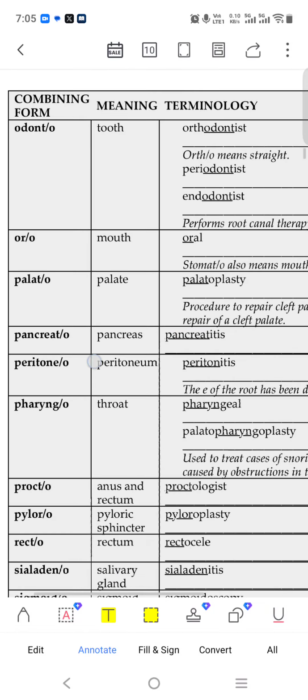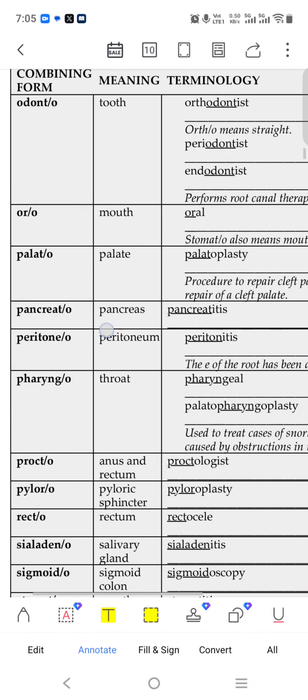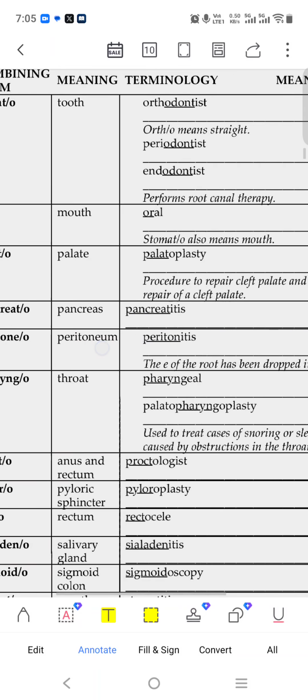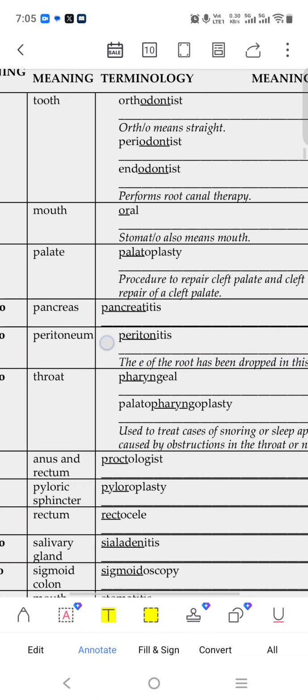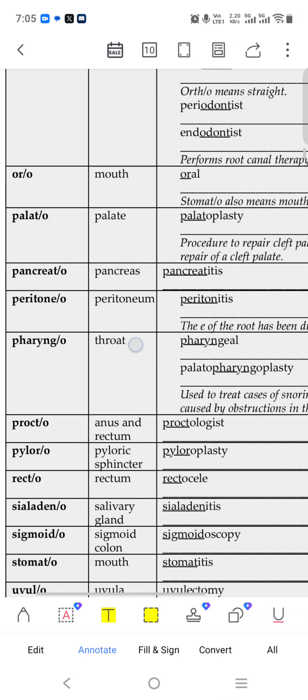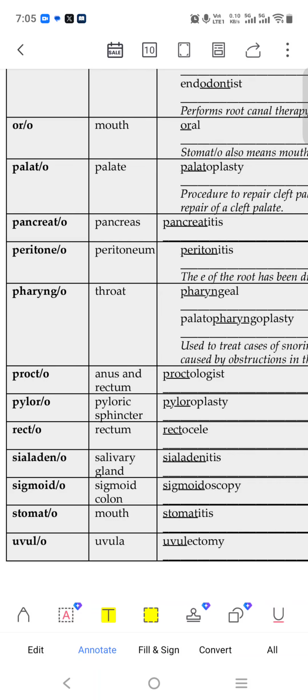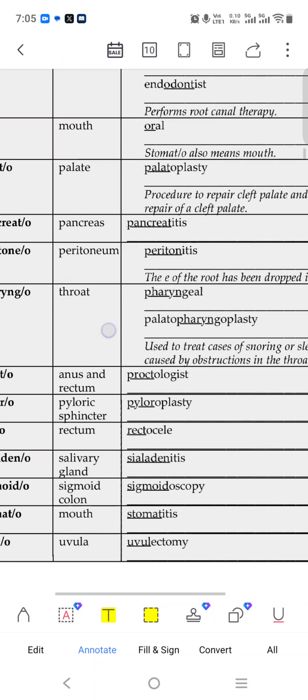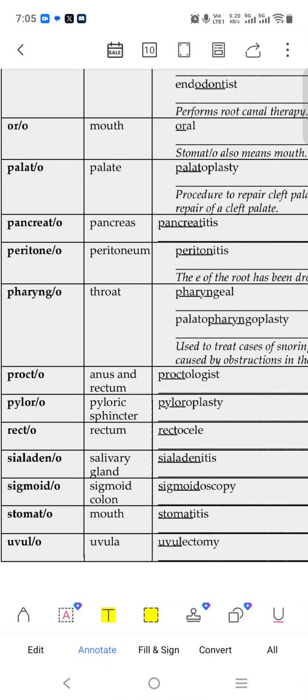Endodontist is about the inside of the tooth. Oral means mouth. Palatoplasty means making a repair with the help of an operation, a small operation or some kind of procedure. Pancreatitis means inflammation of the pancreas. Peritoneum is the surrounding area of our stomach. Peritonitis means inflammation of the peritoneum.